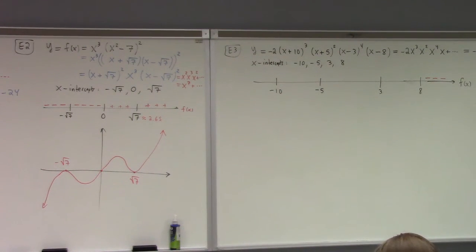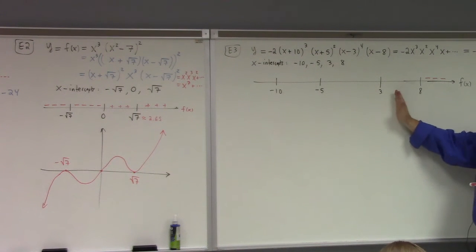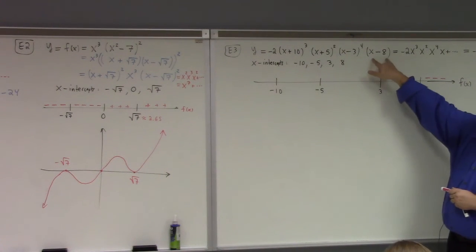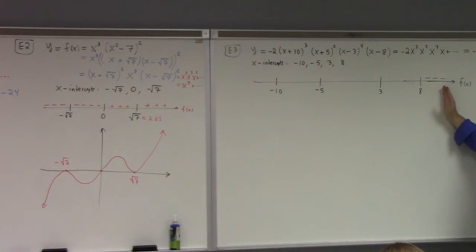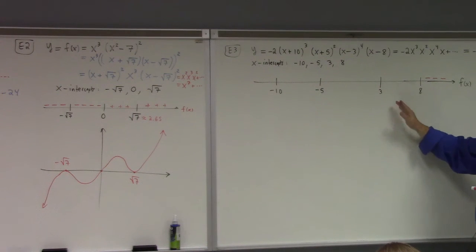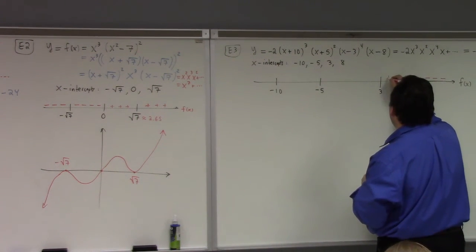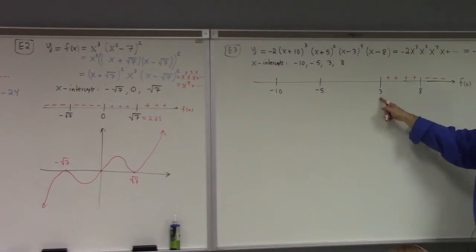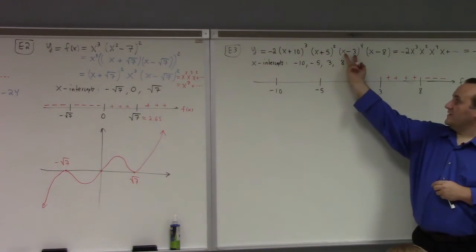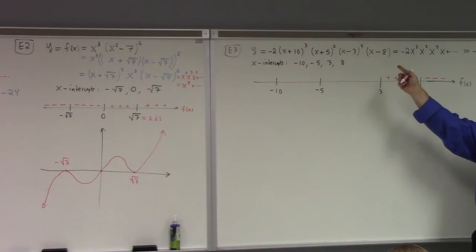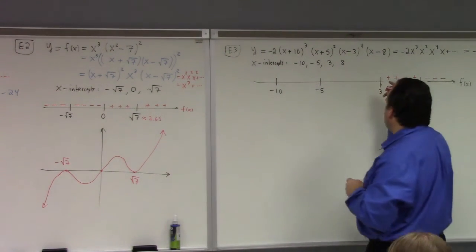Now I get to 8. Do I flip signs or do I stay? See, the X-intercept of 8 is coming from the x minus 8 factor, which means I switch from minus to plus. Right? Minus to plus. Now I get to 3. What's 3 coming from? 3 is coming from this x minus 3 to the power 4 factor, right? That's an even power. That means we bounce. So we stay plus.